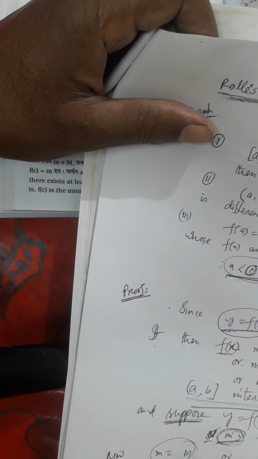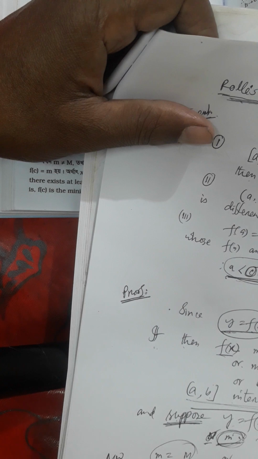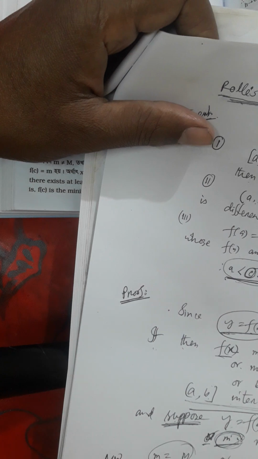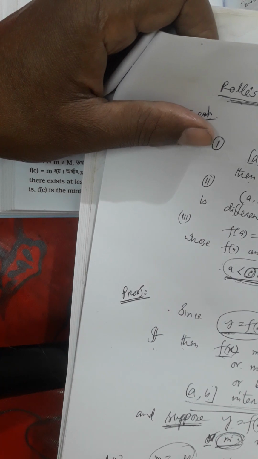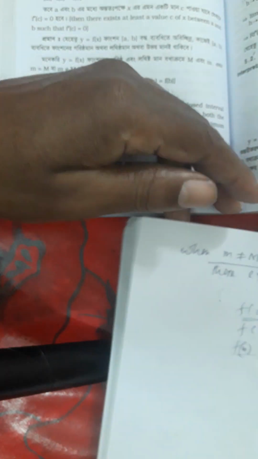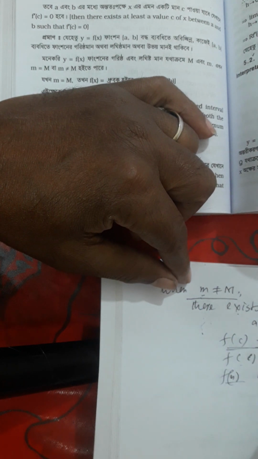If M equals m, then f of x is constant, memorize this. Then the derivative f prime x equals 0, f prime c equals 0, where a is less than c is less than b. Well, and then if M is not equal to m, there exists at least a point c. C means, from the previous discussion, c belongs to a to b.